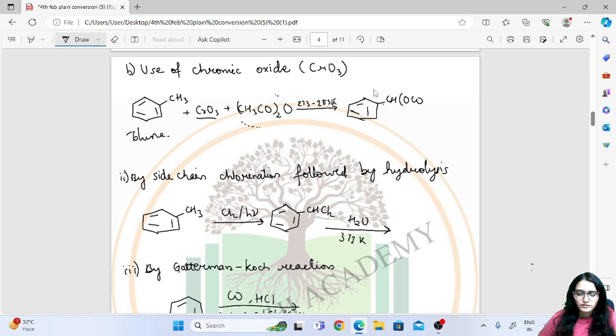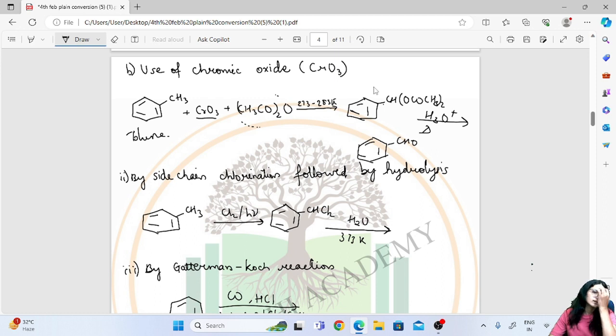Okay. We will get the OCOCH3 group twice attached to the benzene ring, and on further reacting with H3O+, that is a hydrolysis, and providing heat, it will give me the particular aldehyde. So here also we can convert toluene or substituted toluene into the aldehyde.